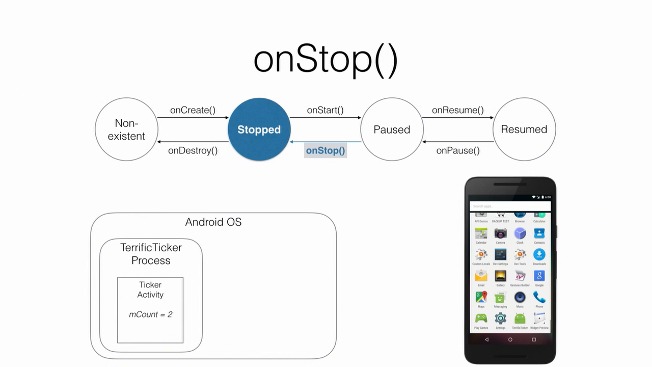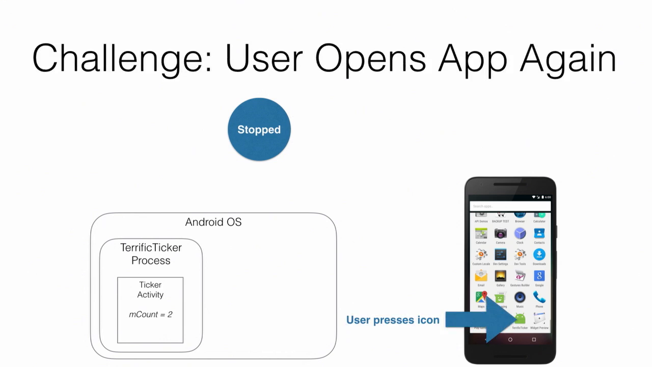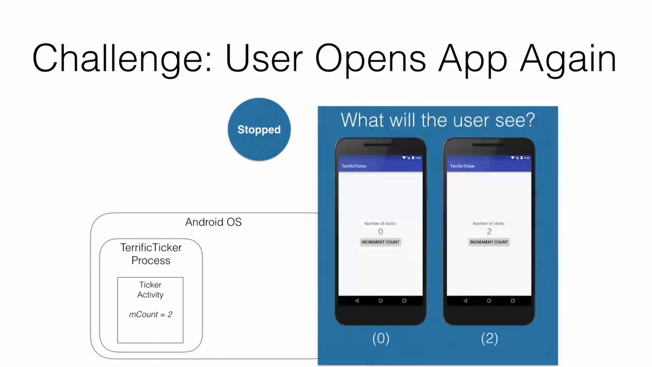Okay, so now, let's say the user presses the icon again to open the app. What do you think they're going to see? 0 or 2? You can just hold up your hand with the number. Okay, so the answer is 2. And again, it all boils down to, in this case, the activity instance was never destroyed.